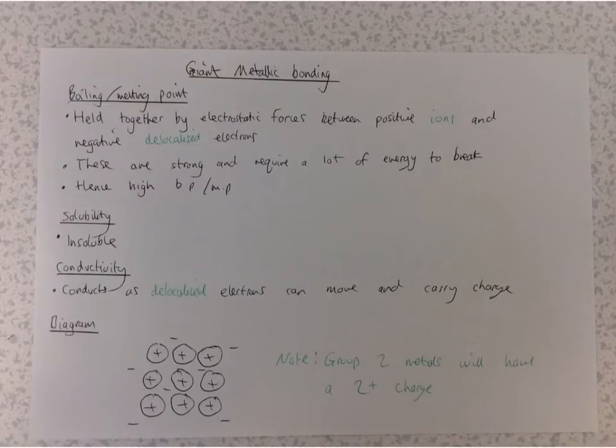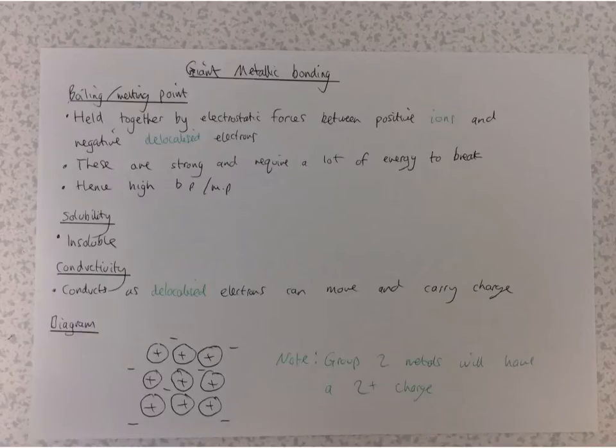So, this first one's on giant metallic bonding. In particular, can you pay attention to the words in green, because they're the words people always get wrong. When we talk about boiling and melting point, the ions, everybody always says atoms. And of course, in metallic bonding, there is no atoms, there's only ions, positive ions. Everybody also always misses out the words delocalized electrons.